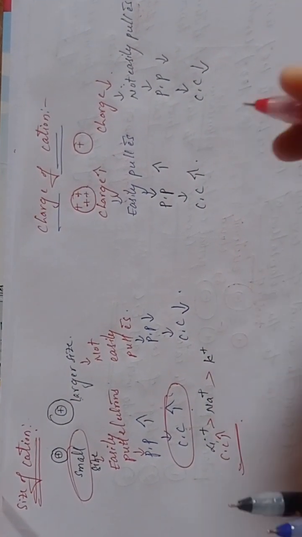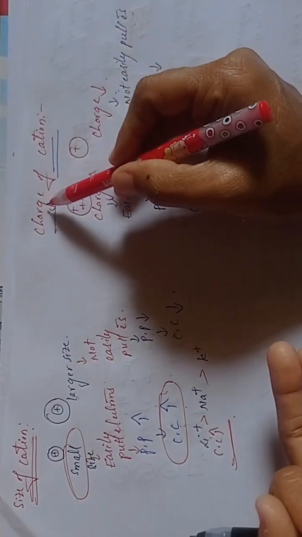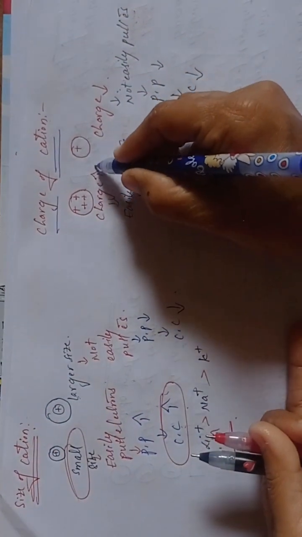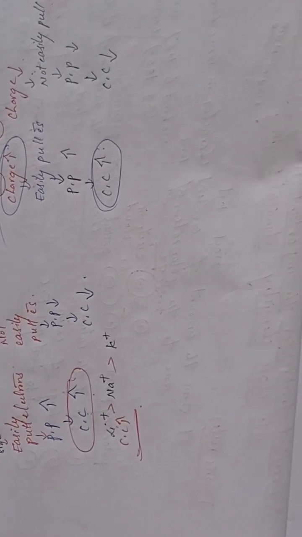So what you have to understand here is the charge of the cation. If the charge of the cation is more, what can we say, students? Covalent character is more. Are you clear? Now coming to the third.